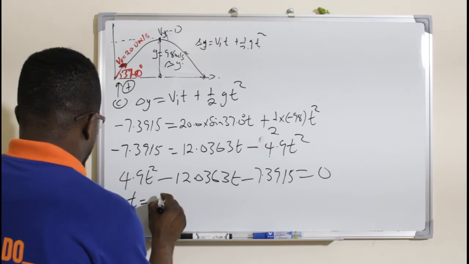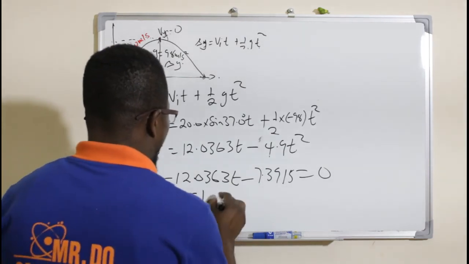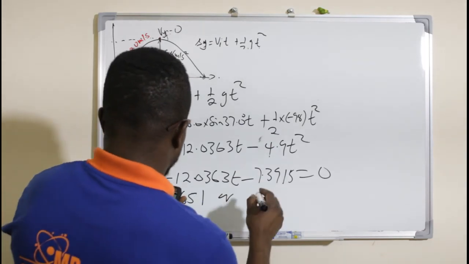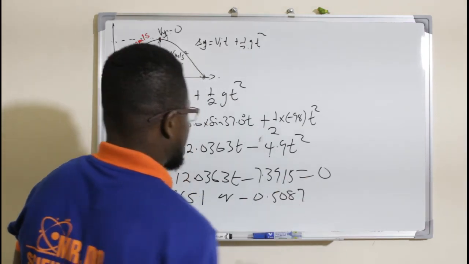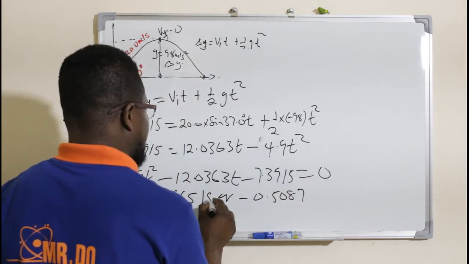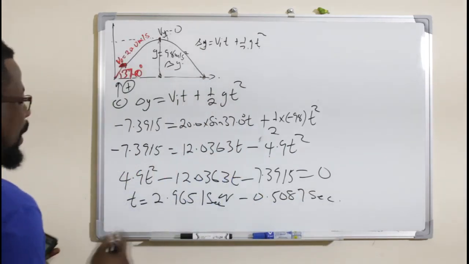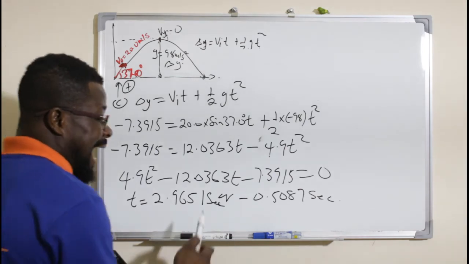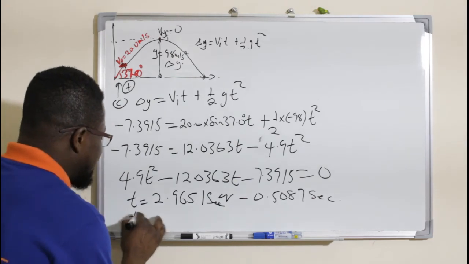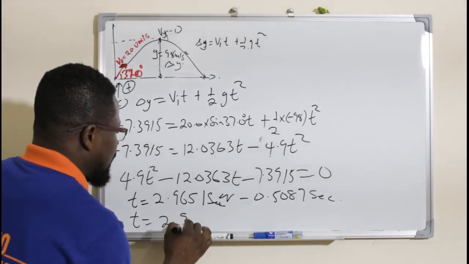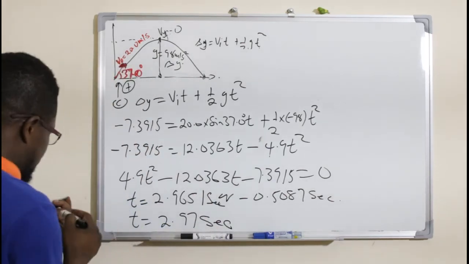T is now equal to 2.9651, or negative 0.5087. This is in seconds, and this is also in seconds. Now, which one should be the correct answer? Our time will not be negative. Our time is going to be positive. Therefore, we'll say that T is now equal to 2.97 seconds in 2 decimal places.